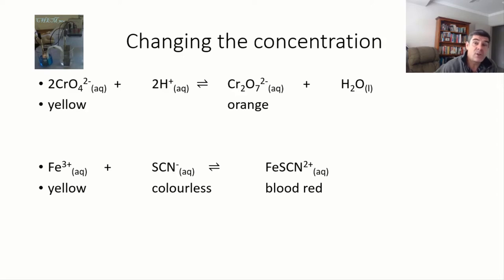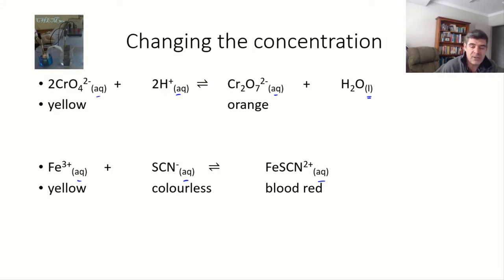So here are two different systems that are in equilibrium. The first one is a heterogeneous system because we have a liquid as well as three species that are aqueous. And the second of these systems is homogeneous because we're just considering the three ions in solution. So whenever we look at an equilibrium system, we need to make sure that we have a chemical reaction or an equation that represents that reaction in order for us to analyze what's going on.